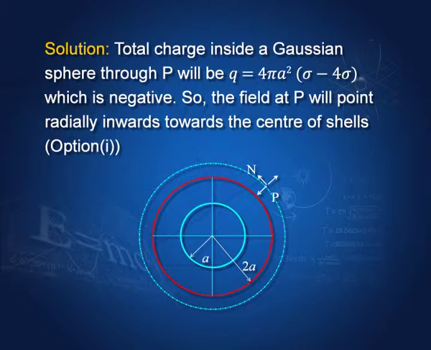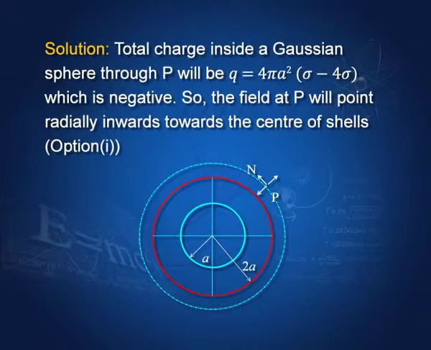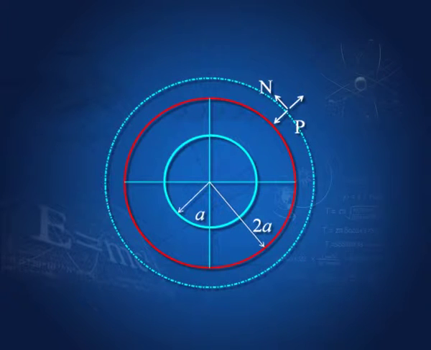So, the total charge would be 4 pi a squared into sigma minus 4 sigma. The outer one carries a larger charge because it has a larger area. So, it is 4 pi a squared into sigma minus 4 sigma. So, the net charge is negative. If the net charge is negative, then the field at the point P will point inwards. So, in this case the field will be pointing radially inwards, because the negative charge is larger in magnitude than the positive charge on the inner shell.